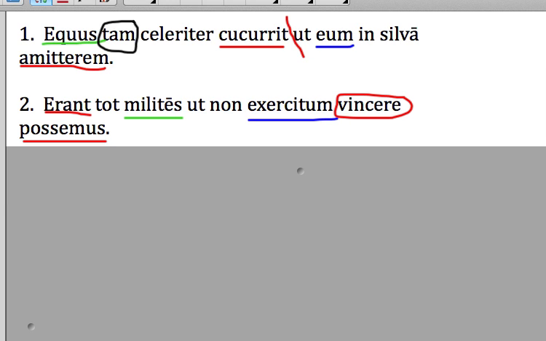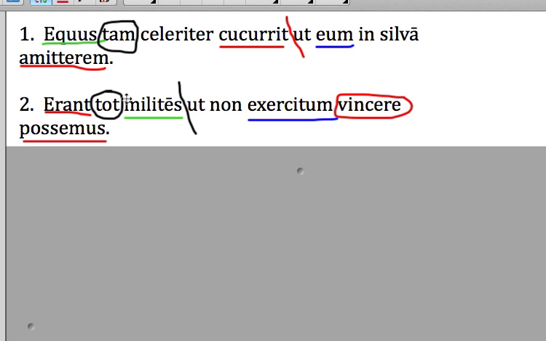I need to divide clauses. Okay, I'm going to divide at the ut again. So that's kind of been consistent for us for quite some time. You see an ut, it's very often going to start a new clause. I'm looking for a signal word because I know we're talking about result clauses. There's your signal word, tot, which means so many.